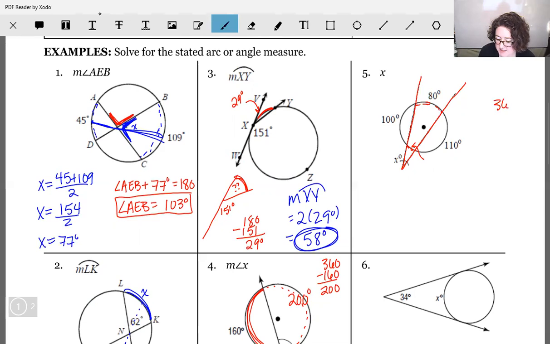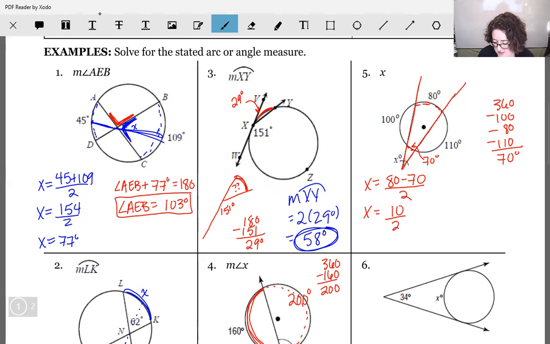So we're going to do 360, take away the 100, take away the 80, take away the 110. So 360 minus 80 minus 100 minus 110 comes down to 70 degrees. And so now we can apply that pattern. Big arc minus small arc, divide by 2. So X equals big arc minus small arc, divide by 2. And all we do is simplify. So 80 minus 70, well, that's just 10.